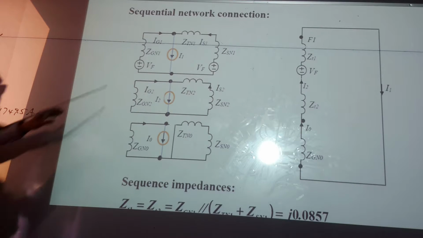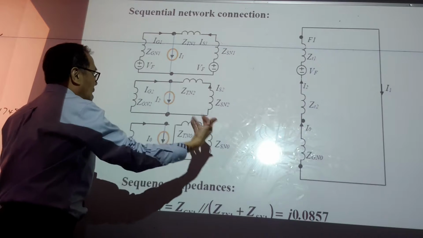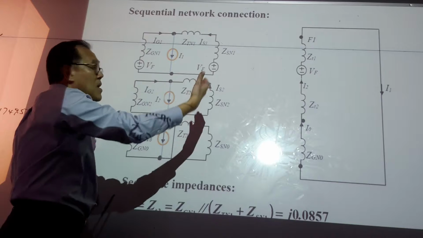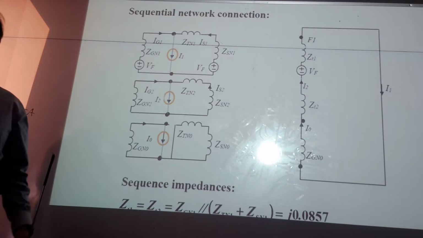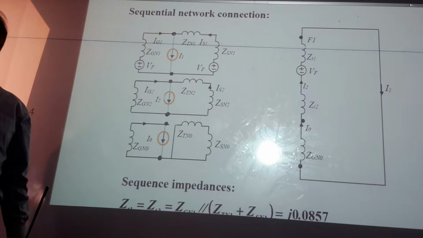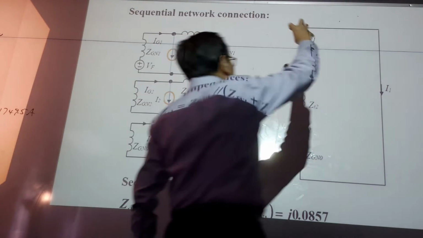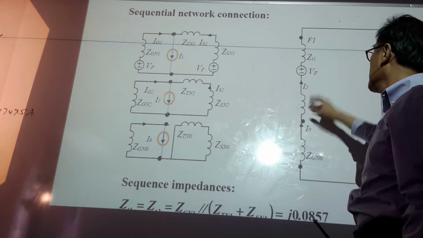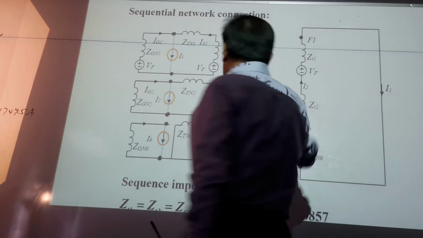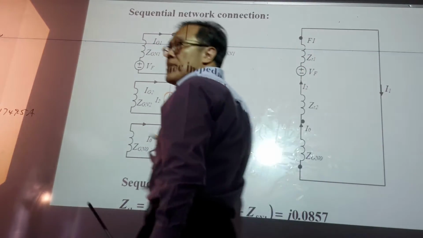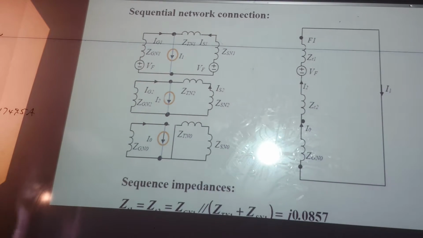So value wise, if you take this out and look into the Thevenin impedance, suppressing the voltage source, you see these two circuits, the positive sequence circuit and the negative sequence circuit. The value is the same. The Thevenin equivalent impedance for positive sequence and negative sequence are exactly the same. The only difference is that when you draw the positive sequence you must insert the voltage source. Negative sequence has no voltage source, but in terms of impedance value, they are the same.